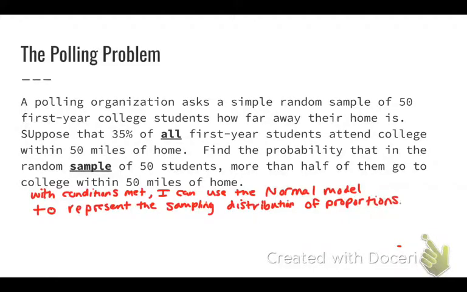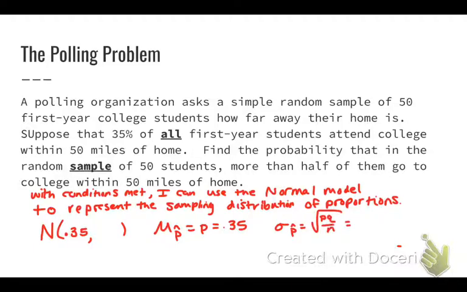Okay. So what normal model can we use? Well, let's write it out. So my normal model is different depending on what your mean and your standard deviations are, right? So let's go ahead and find our mu. Our mean of p hat is equal to p, which is 0.35. So there's our mean. And then our standard deviation of p hat is equal to the square root of pq over n. So what does that get us?